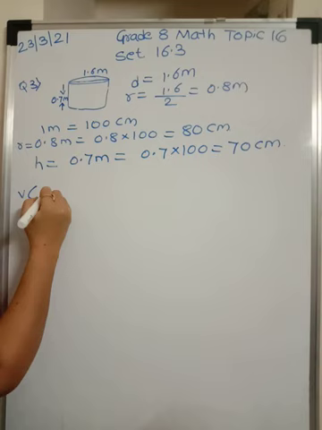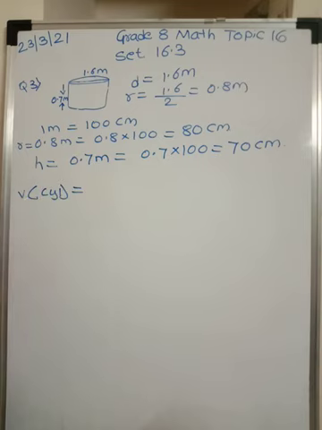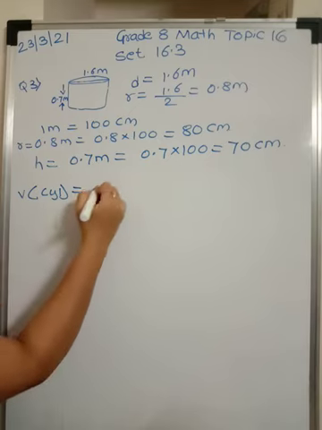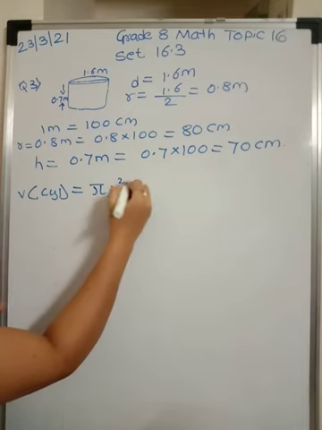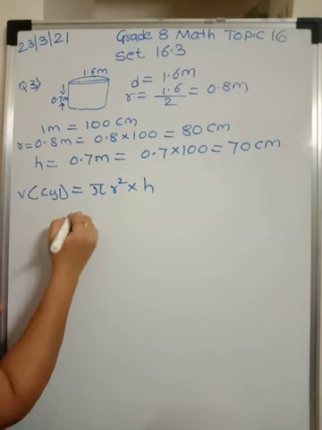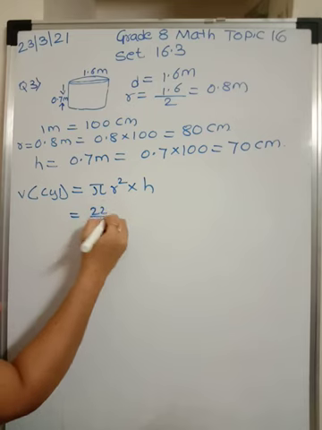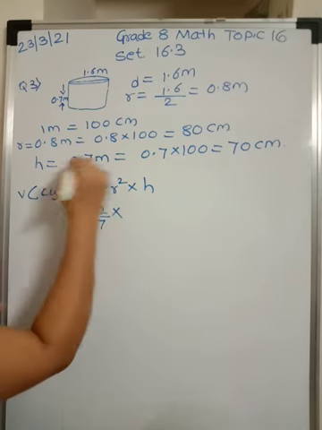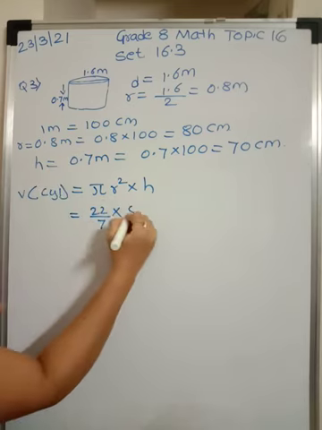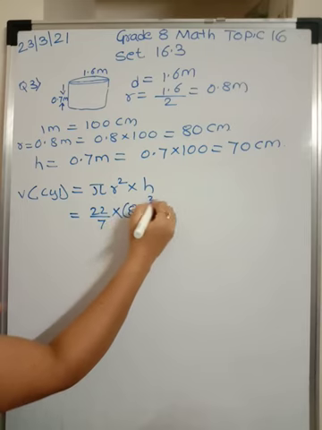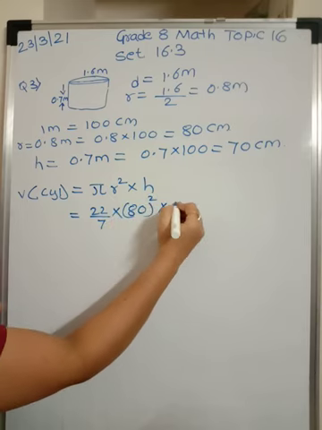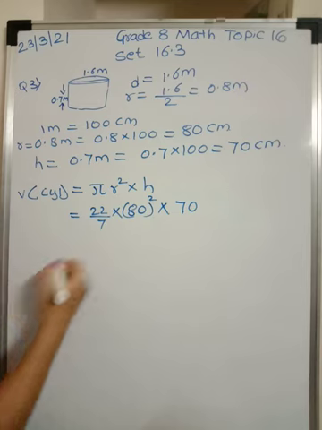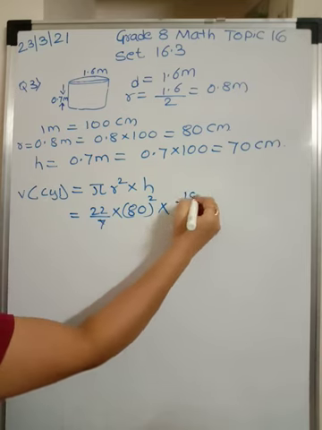Volume of cylinder would be equal to pi r square into h. So we have pi r square into h. So this would give you 22 by 7 into radius is 80 centimeters, square, into height is 70 centimeters. 7 ones are and 7 tens are.